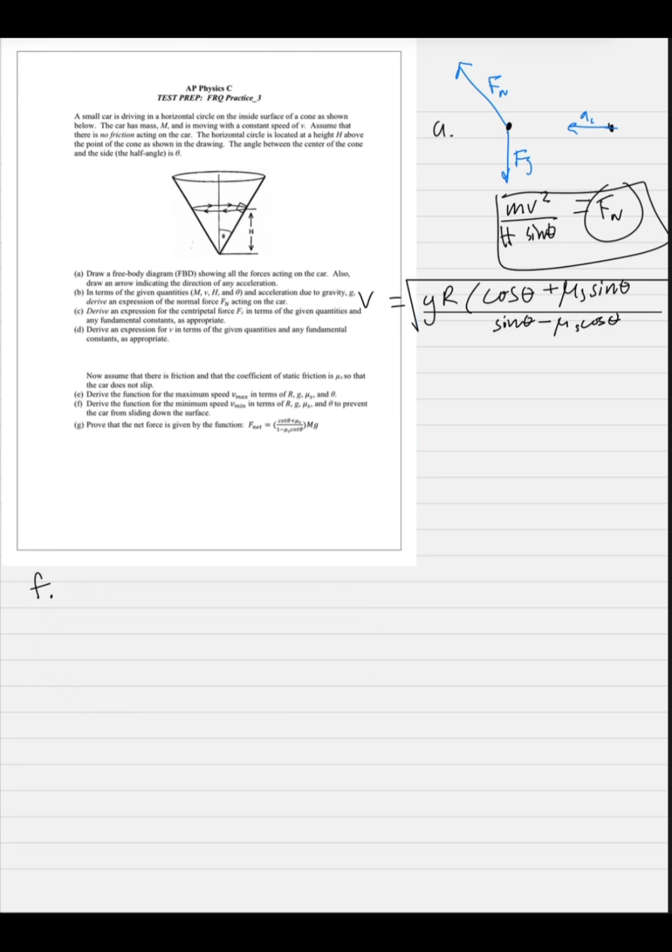For F, now the speed is at a minimum. So when speed is at minimum, the block will have the tendency to move down the ramp. And because of that, the static friction will be pointing up the ramp. So Fc equals Fnx. Now it's a minus. It's pointing the opposite direction from Fnx. We'll expand it further and factor it.